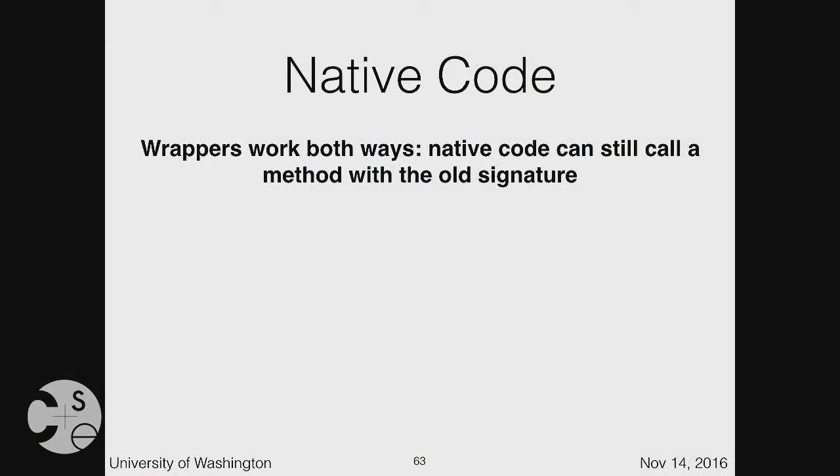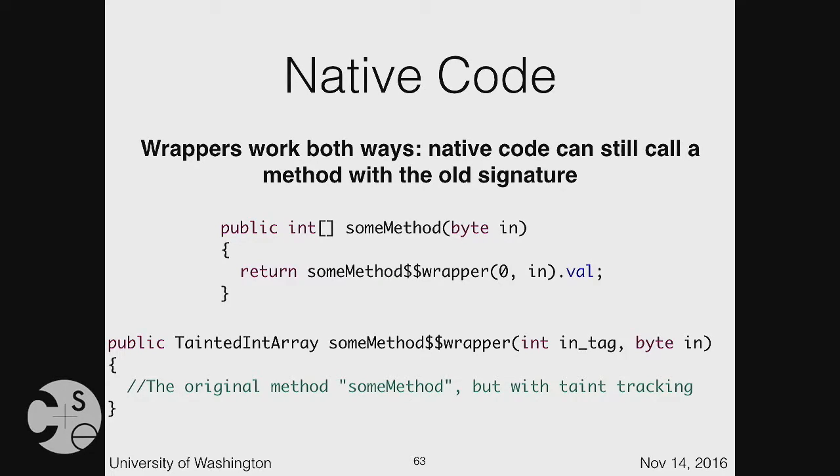And these work both ways. We can maybe have native code that's going to try to call into Java code, and it's going to expect to use the old signature. Say we have some method, and some native code is going to try to call this. What does it do? So our fix is that we leave behind a stub for every method. The stub is going to do some sort of patching to ensure that there are at least the correct types. And then we can come back to talking about what these tags should be.